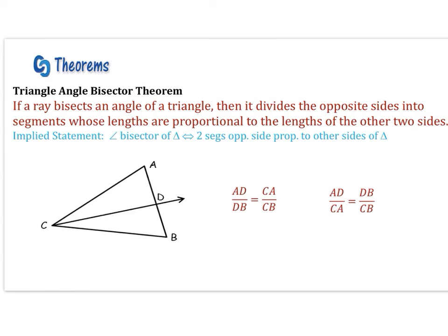Our next theorem, the triangle angle bisector theorem, states that if a ray bisects an angle of a triangle, so here we have our ray bisecting angle C of our triangle ABC, then it divides the opposite side into segments whose lengths are proportional to the lengths of the other two sides. So when this angle bisector cuts through the opposite side, AD over DB equals AC's length divided by CB's length. Or you could also write a different ratio that states AD divided by AC equals DB divided by CB.